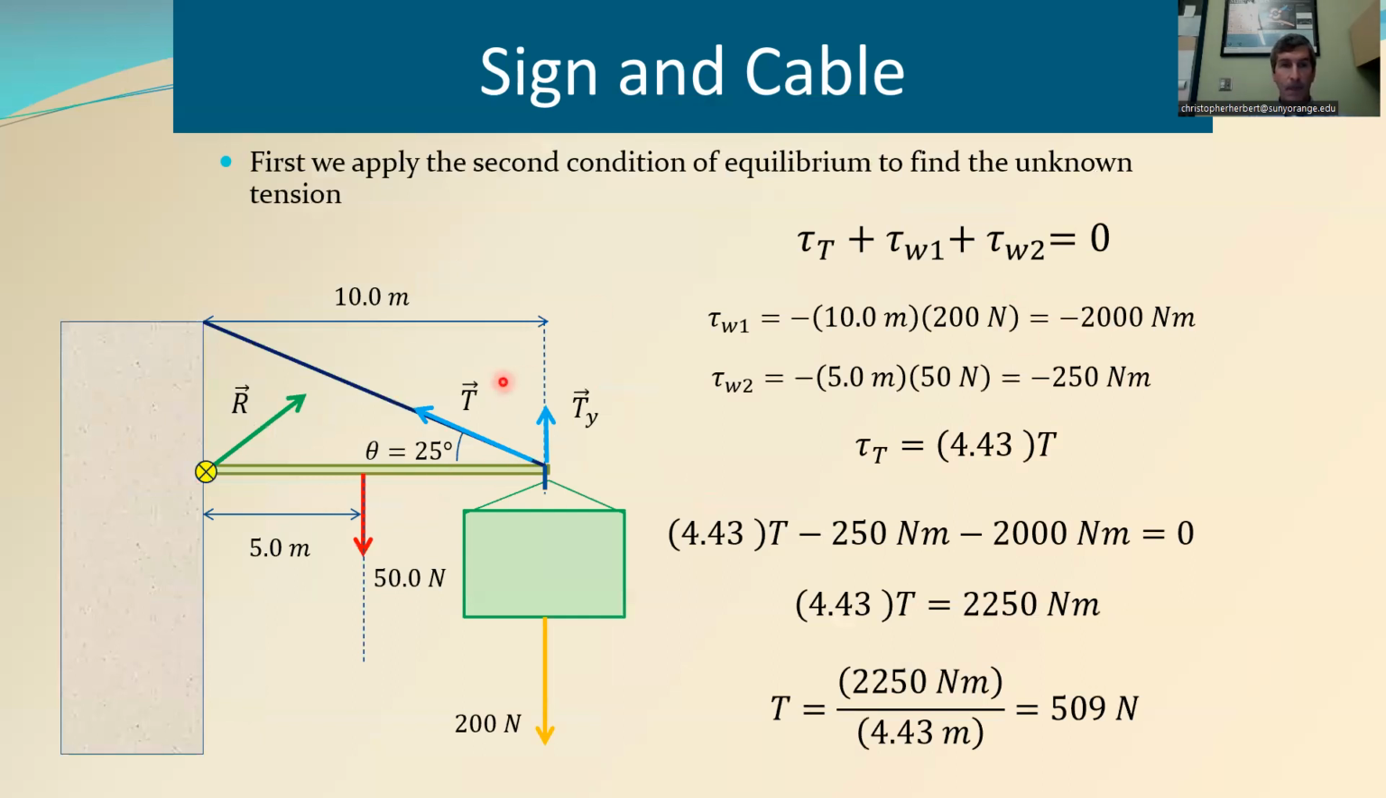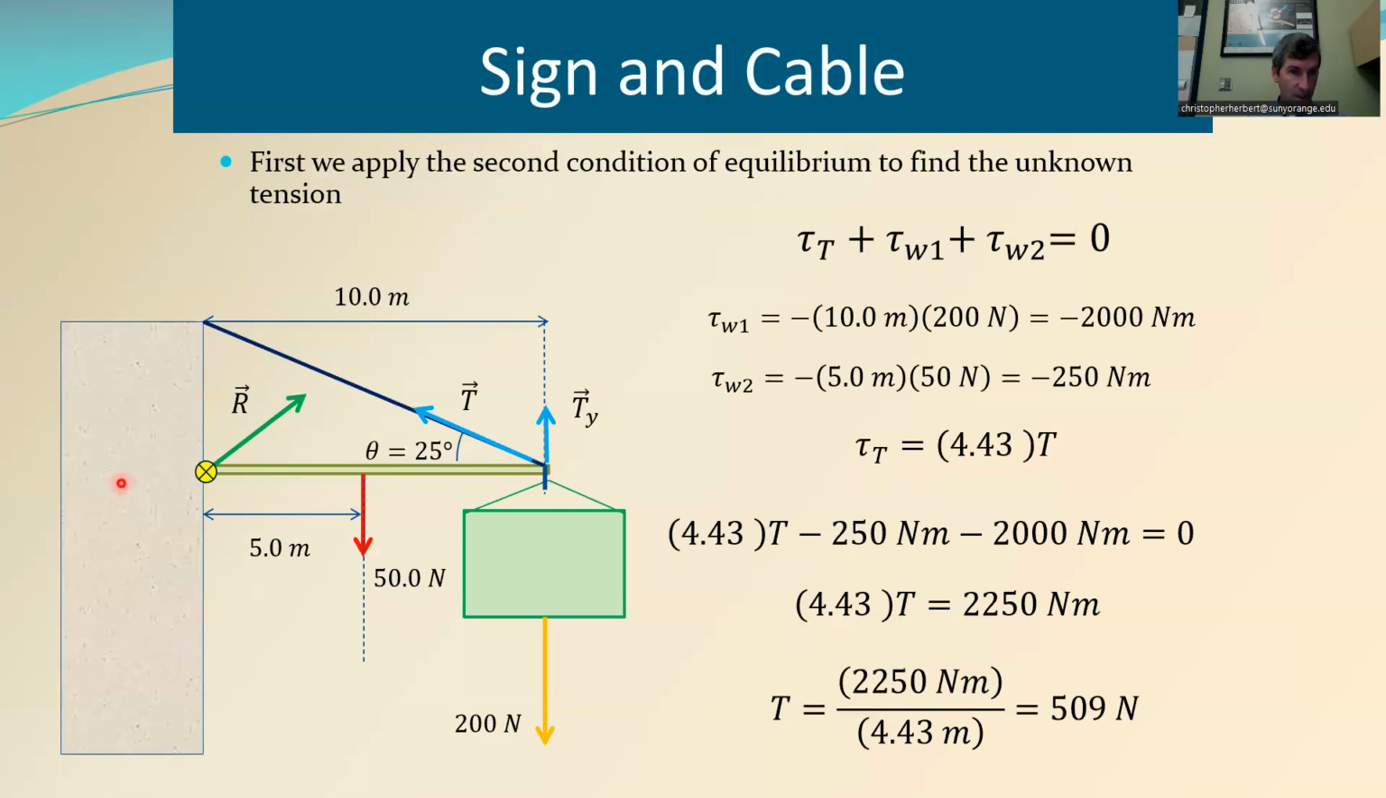But in any case, the weights create a clockwise torque, okay? That doesn't always happen, it just happens in this case. The tension creates a counterclockwise torque. I put in all the torques in my equation. I solve for my tension. My tension is 509 newtons. We've done the second condition of equilibrium.